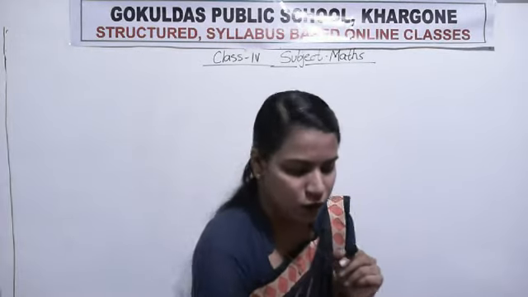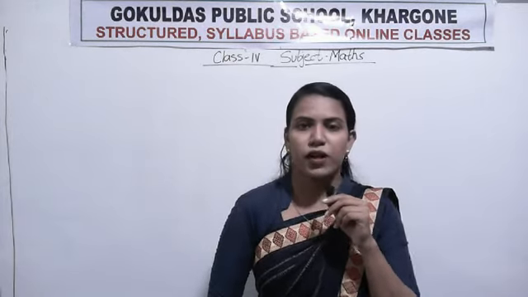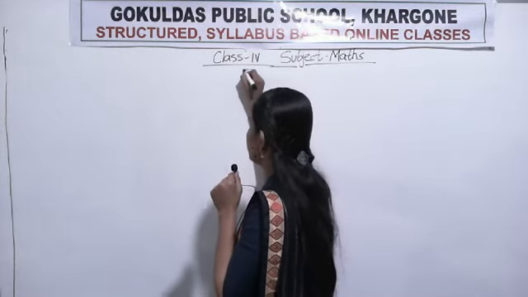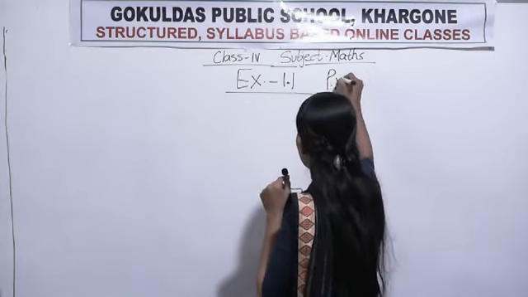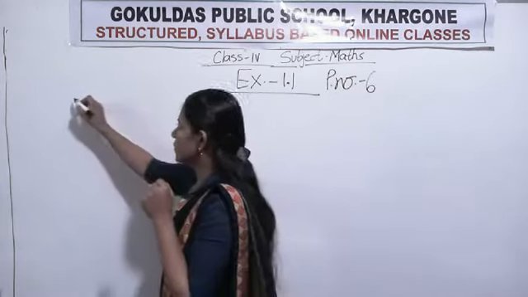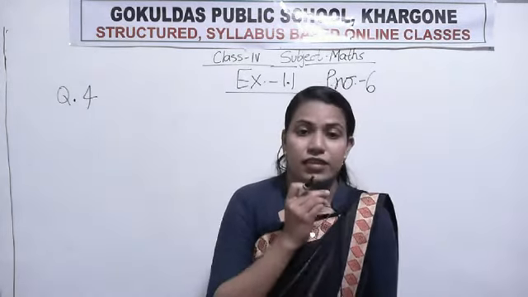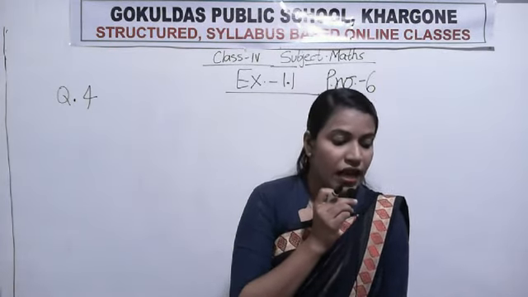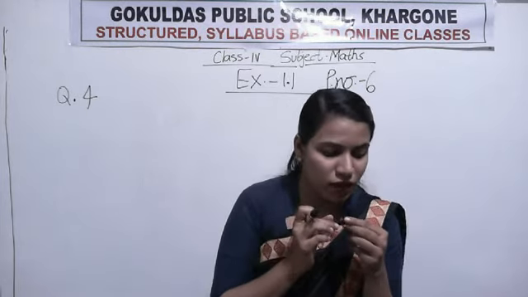Open page number 6, question number 4 of exercise 1.1. Here the question is: write in short form. One has been done for you, so I am doing B1.